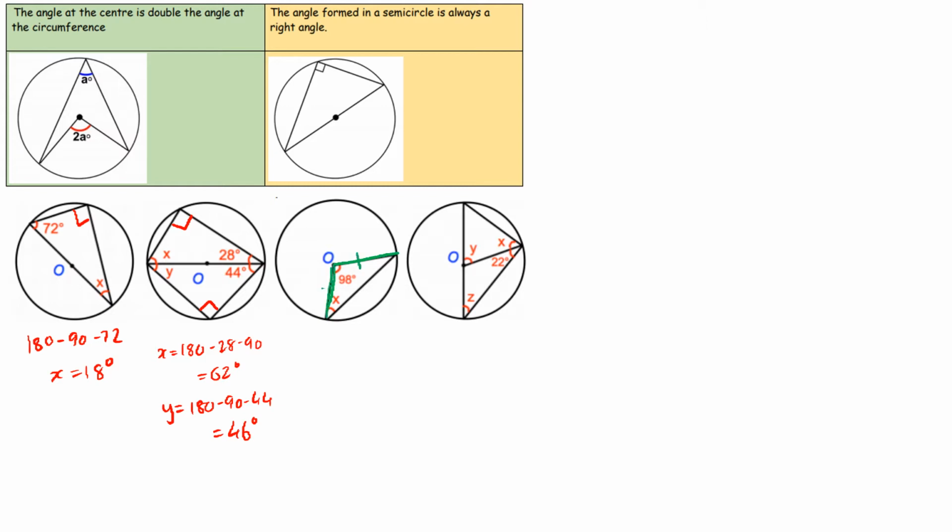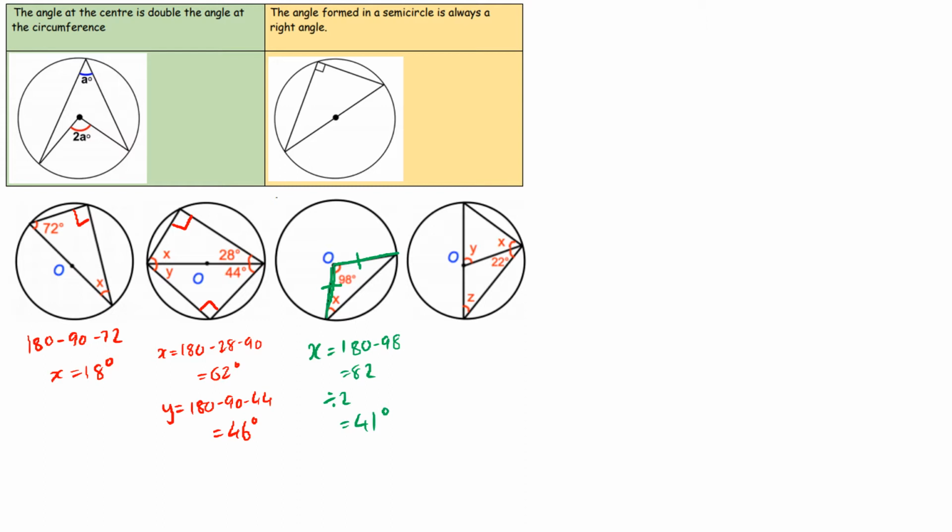So what type of triangle is this? This is an isosceles triangle. And so if we want to find x, we're just going to go 180, take away 98, which is 82, and then halve it. We're going to get our 41 degrees.